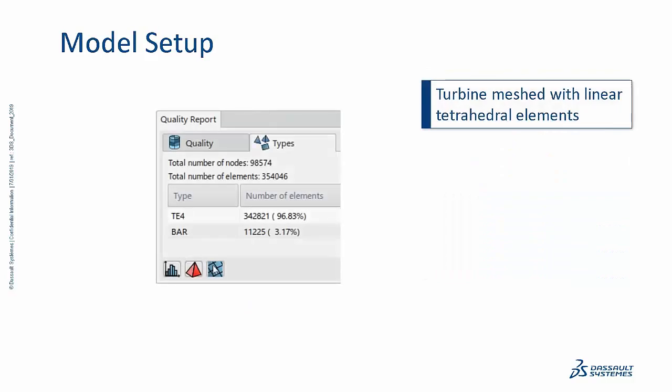For the model setup, in the turbine mesh we have the internal cavity replaced with lattice beam elements, and the remaining model is still there as a solid. The remainder of the model is meshed with linear tetrahedral elements, for no specific reason other than to make the analysis run faster. We have a total of 354,000 elements, 342,000 being tetrahedrons, and the remainder being beam elements.